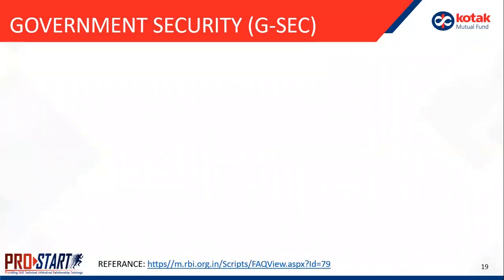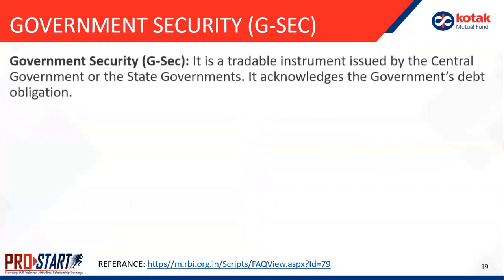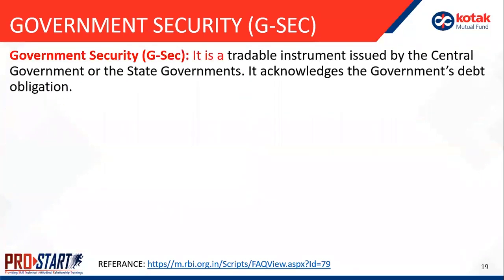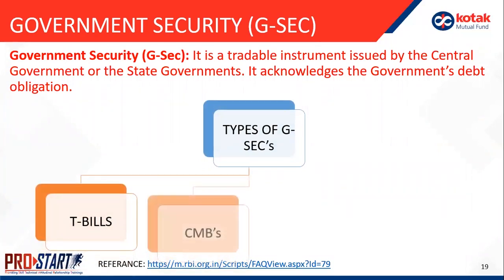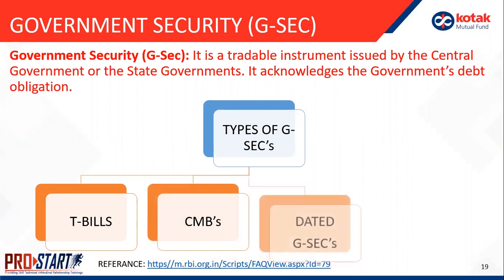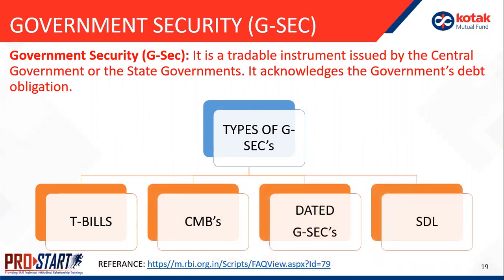The first thing we're going to discuss is government securities or G-Secs. Government securities are a tradable instrument issued by the central government or state governments. It acknowledges the government's debt obligation. The different types of G-Secs are T-bills, CMBs or cash management bills, dated securities, and SDLs. We will have a look at each of these in the next few slides.